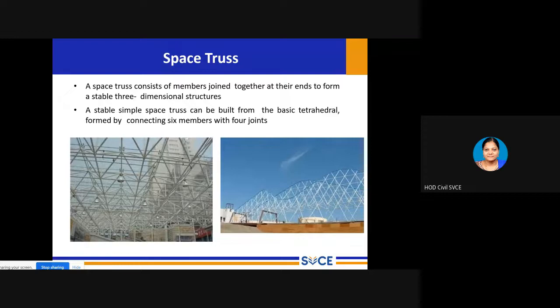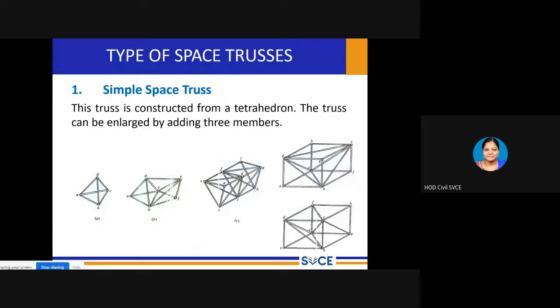As you know very well, the truss system can be used in bridge structures, or it can be used in roof systems also. The basic, simple system of a 3D truss or space truss is a tetrahedron, and finally we can add more members to form either a compound truss or a complex truss. Coming to the types of space trusses, this is the simple system, as I said. It is constructed from a basic tetrahedron, and it can be enlarged further by adding more members. In figure A, you can see the simple tetrahedron system, and finally we add more members to form trusses like this.